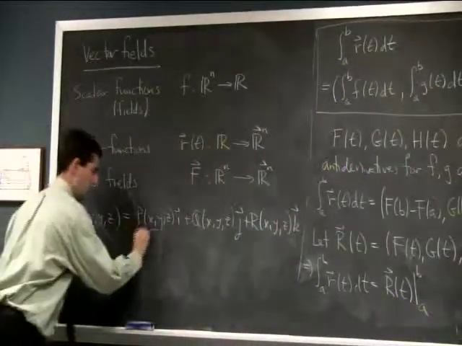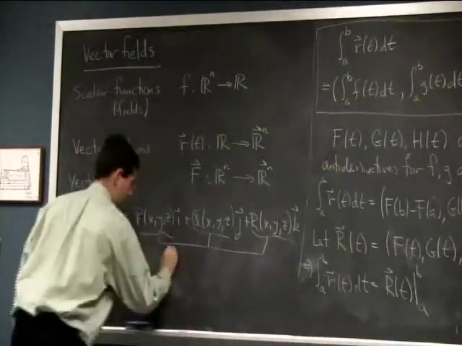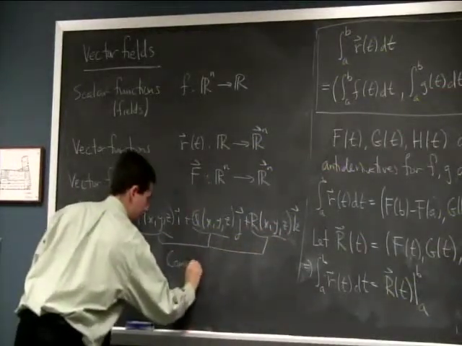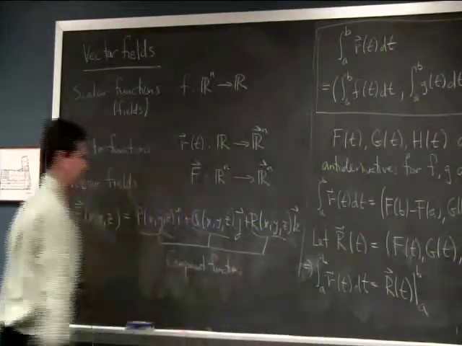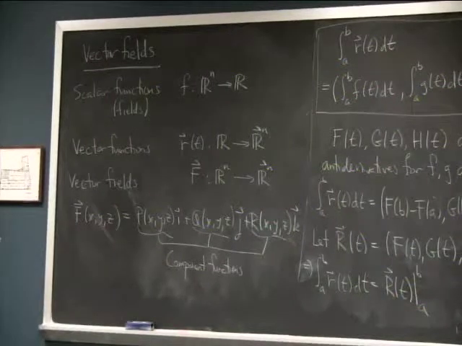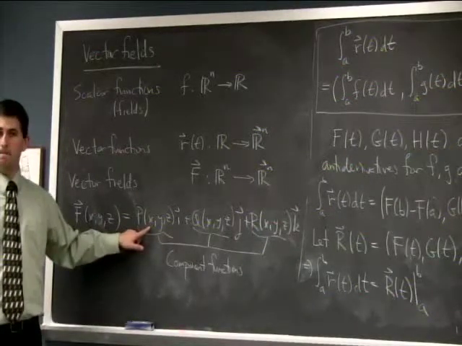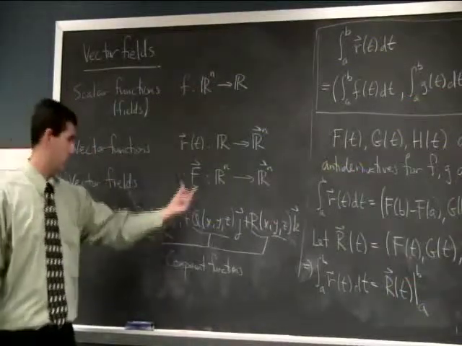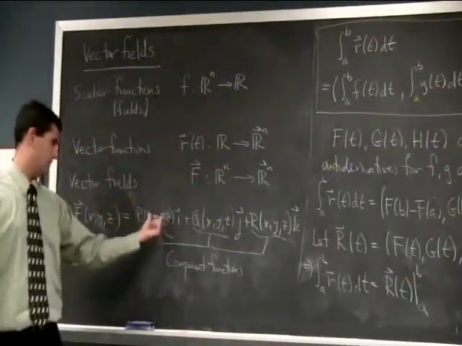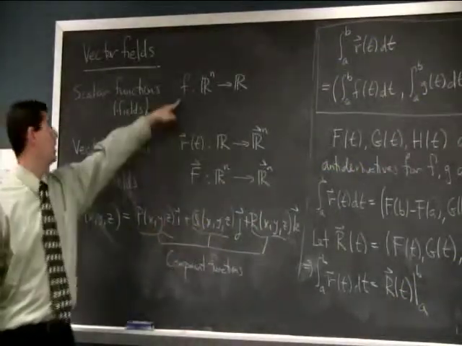Okay, and again, these are called component functions. And these are scalar functions. They may eat something in R3, but they're definitely spitting out numbers. Because these are supposed to be vectors, it should be a function times i, a function times j, a function times k. So these are scalar functions.